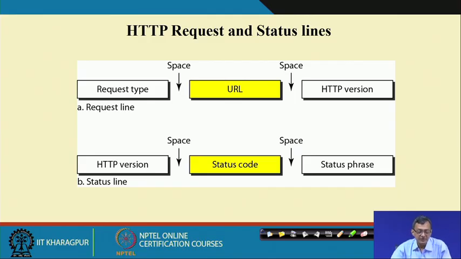If we look at the request and status line, we have the request type, the URL where the request is directed, and the HTTP version being used. Similarly, for the status line, we have the HTTP version, status code and the status phrase. A particular status code like 200 is OK, a successful type of status code. Then if we have 404, the 4XX status codes are primarily error status codes.